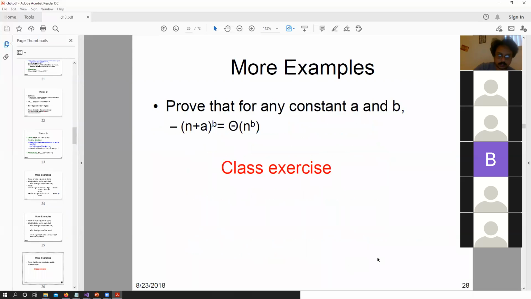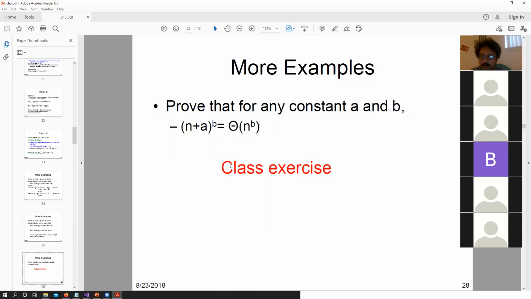Okay. So let's look at a particular example. Let's say that I'm claiming (n plus a) raised to the power of b is theta of n to the power of b. That means that there are constants c1 and c2, where c1 times n to the power of b defines the upper bound, and c2 times n to the power of b defines the lower bound.